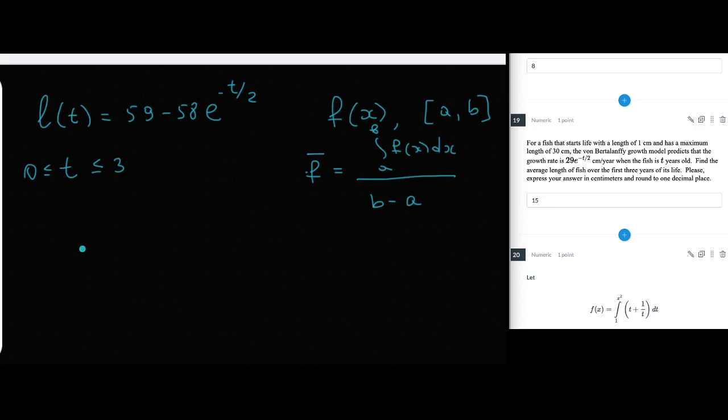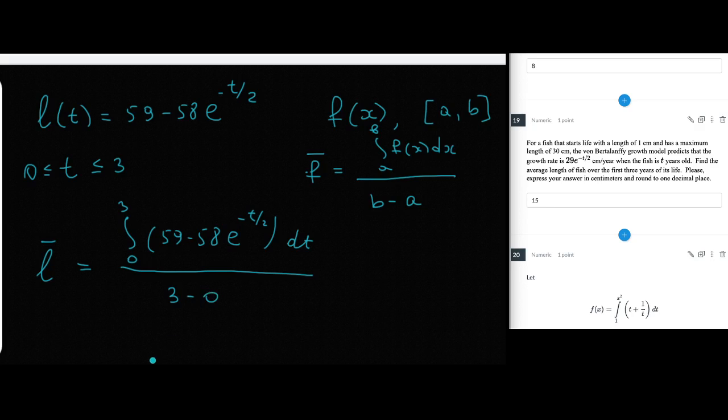How does this apply to our situation? Well, the average length of our fish over the period of the first 3 years can be calculated by integrating its length function from 0 to 3. And so it's the integral of 59 minus 58 e to the power negative t over 2 dt, from 0 to 3, and then dividing by the length of the interval of integration, which is of course 3.